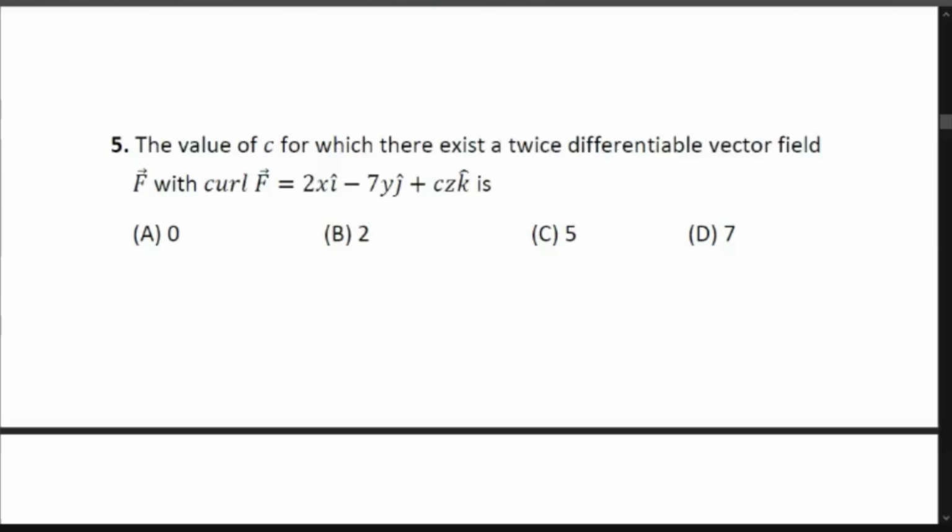Okay, can you tell me how you got that? So curl of F is already given, sir. Yes, fine. And they mentioned in the question that there exists a twice differentiable vector field F. We already know that the divergence of curl of a vector is equal to 0, correct. And they gave the curl of F. Then we find the divergence of that given vector, then solving, we get c equal to 5. Means you found the divergence of curl F and equated it to 0, right? Yes, sir. Correct. Very good, very good.